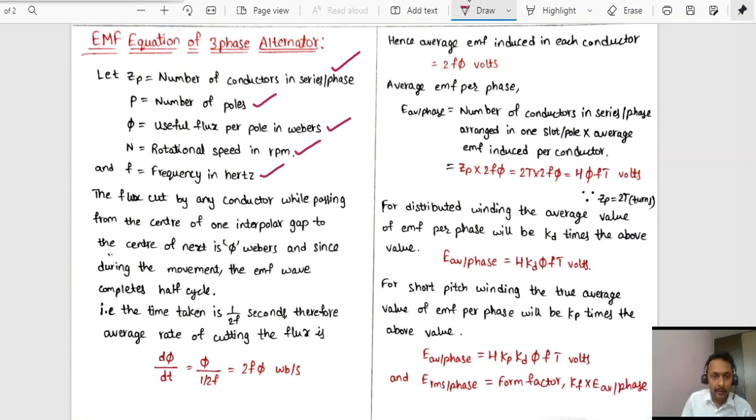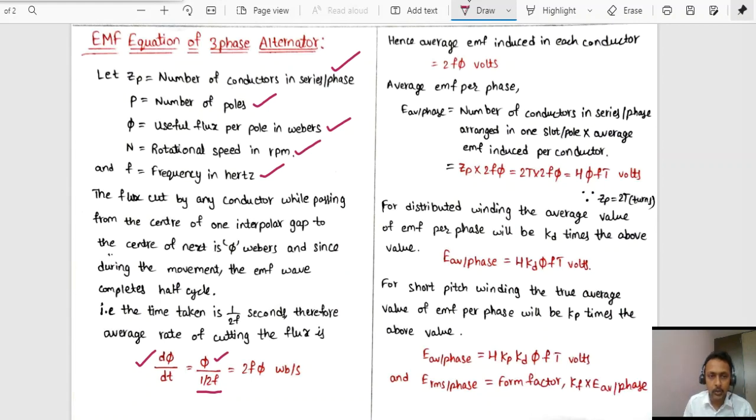Now the induced EMF will be given by d phi by dt. Now the change in flux, let it be phi, and dt is given by 1 by 2f, right? Here you can observe that the flux cut by any conductor while passing from the center of one interpole gap to the center of the next is phi Webers.